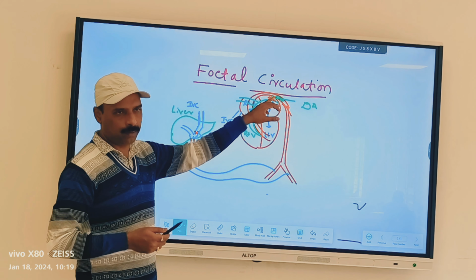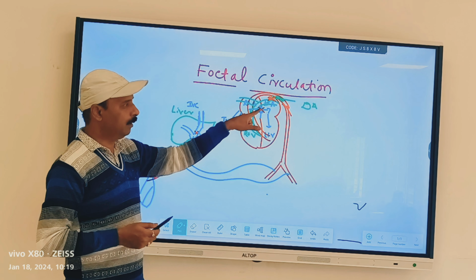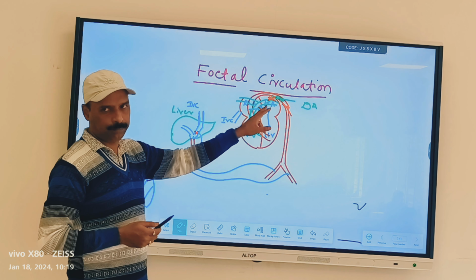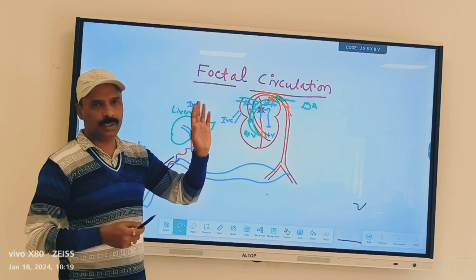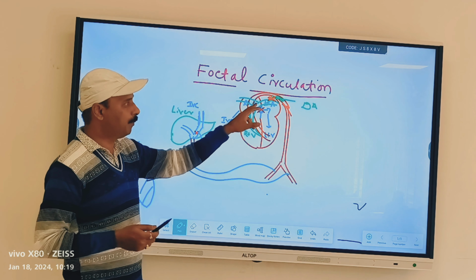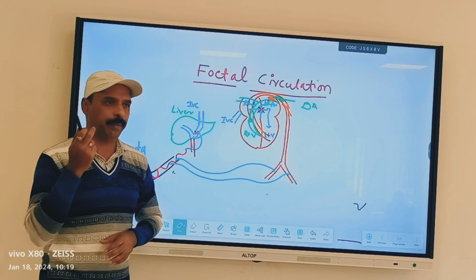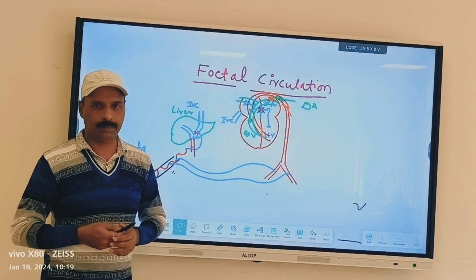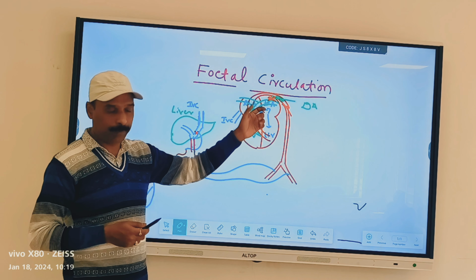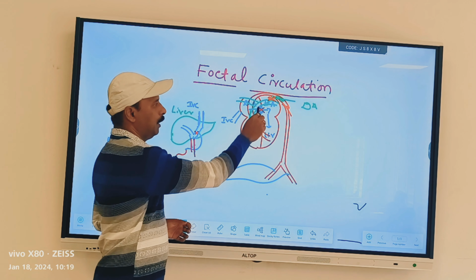So this is patent ductus arteriosus, and sometimes with the opening, venous blood mixes directly with the oxygenated blood. Then we have a shunt of blood going from the right atrium to the left atrium. After birth, this foramen has to close. It has to close maximum within 4 to 8 hours, but it should close immediately after birth. Sometimes it remains open, and we call it an interatrial septal defect.